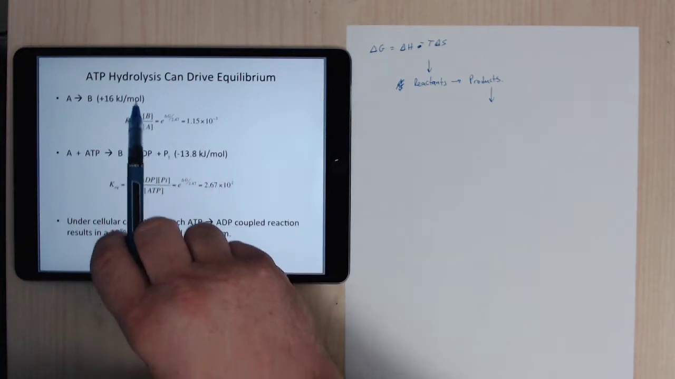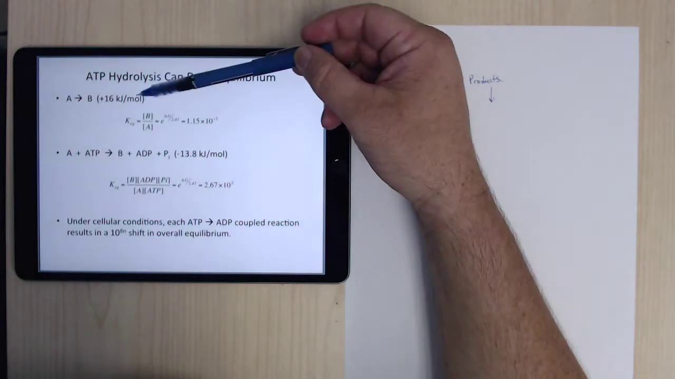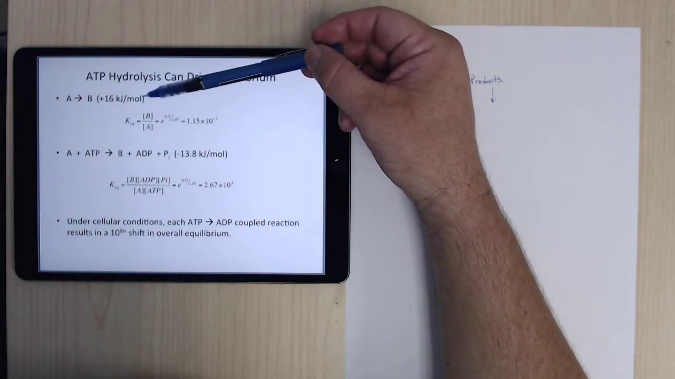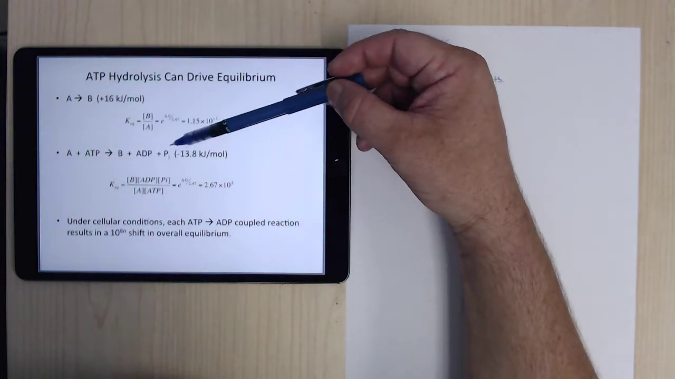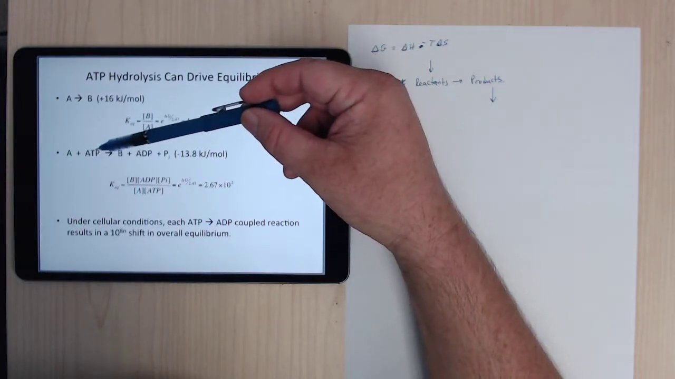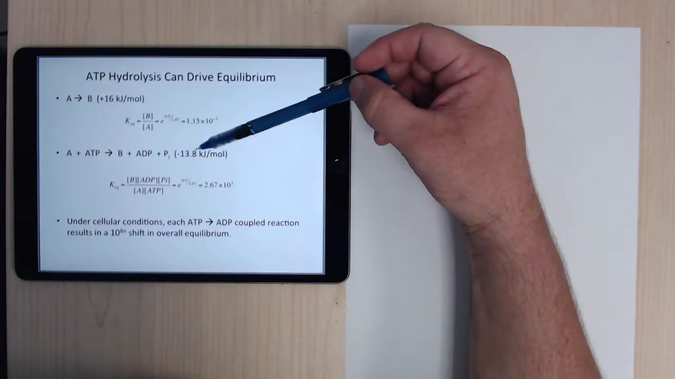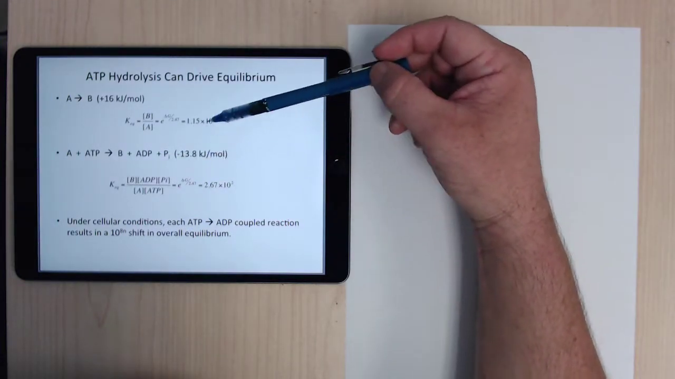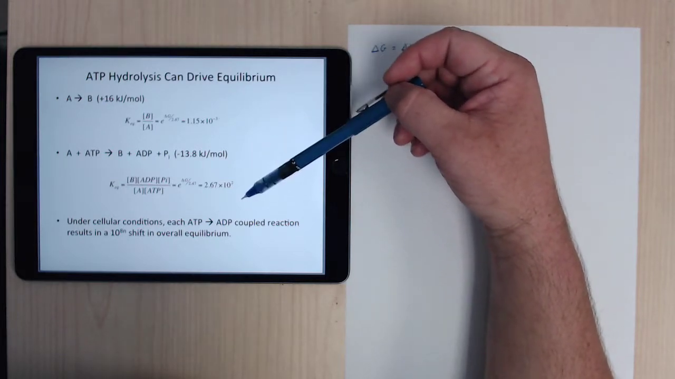Now this one here, you can think of it also as energetics. Some of that is equilibrium. So if you just had A going to B, say this is plus 16. If you tie this in with ATP hydrolysis, now the energy becomes much better. It becomes negative. If you look at the equilibrium constants here, it actually goes up 1,000-fold.